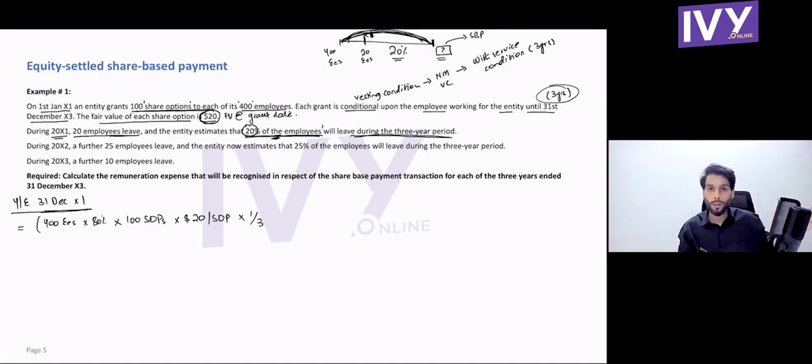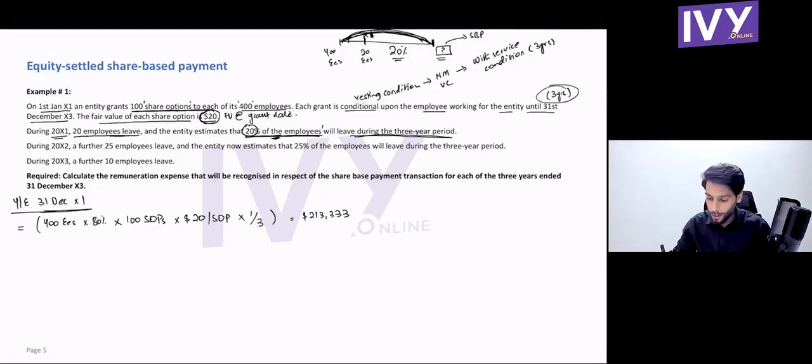You remember I just told you this is a question with a service condition. If the employee is giving us benefits of employment over the 3-year period, we need to recognize an expense over the 3-year period. So 1 out of 3 expense, that is 1/3 expense, will be booked in year 1. So we'll just calculate it. It is 400 into 80 into 100 into 20, and we divide by 3. So it's basically $213,333. All right.